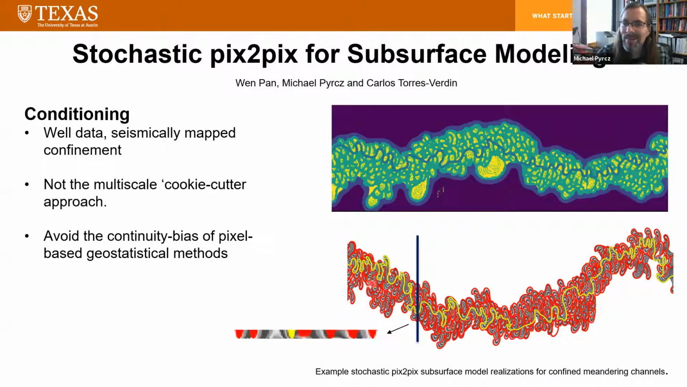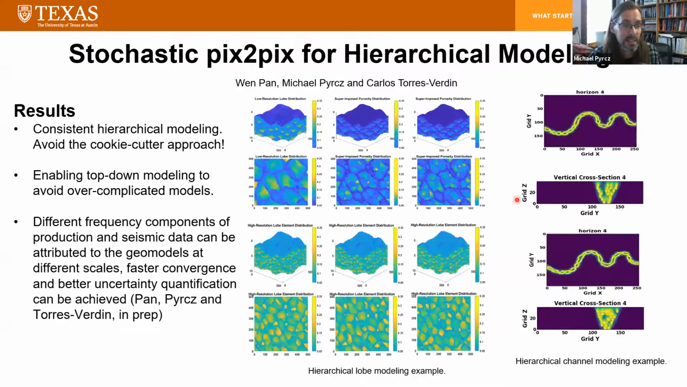In fact, I think people have probably seen Zoltan Sylvester's models with these meandering models. That's the type of models we use for training, and we can actually reproduce. This is from the machine. Conditional to seismic and well data, we're actually able to impose this type of structure. This is better than we've ever been able to do with geostatistics in the past.